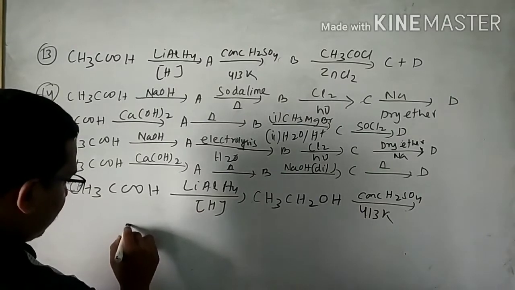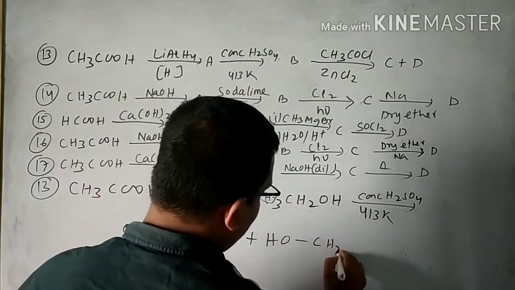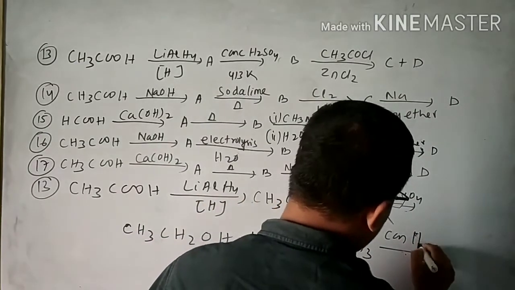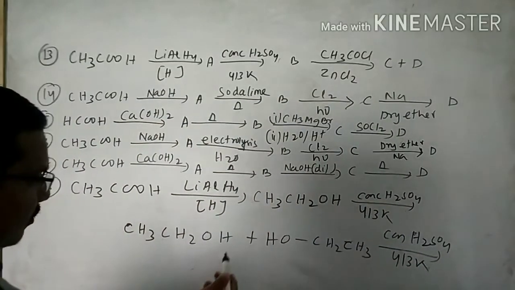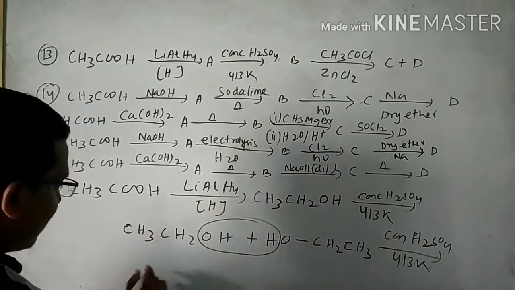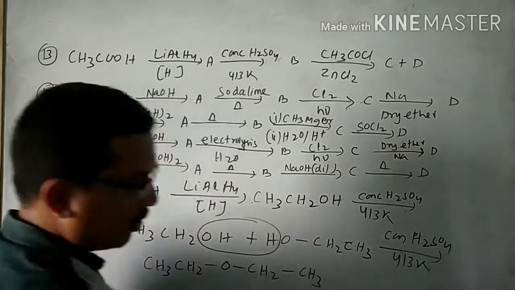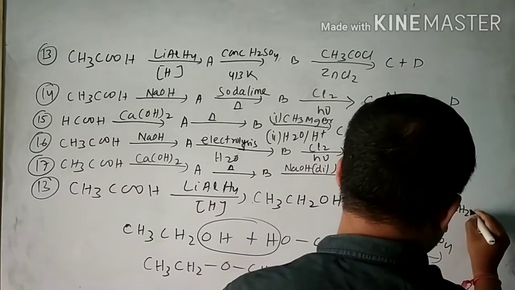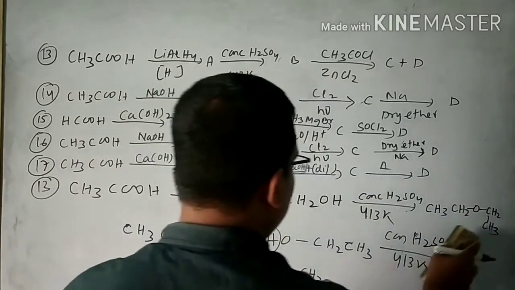Take 2 molecules of alcohol, CH3CH2OH. It is treated with concentrated H2SO4 at 413 Kelvin. There is a loss of a water molecule like this, because it is a dehydrating reagent, and the product is CH3CH2OCH2CH3. Ether is formed. So we can write here CH3CH2OCH2CH3. This is your ether.